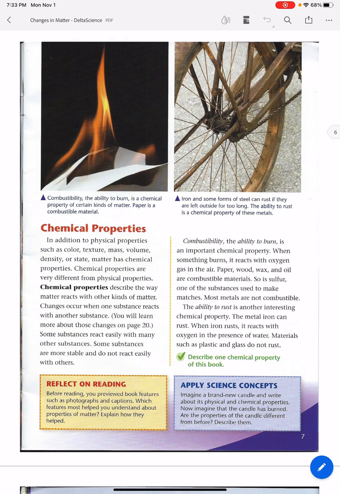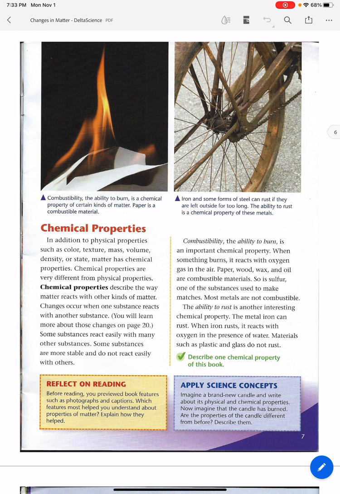Combustibility, the ability to burn, is a chemical property of certain kinds of matter. Paper is a combustible material. Iron and some forms of steel can rust if they are left outside for too long. The ability to rust is a chemical property of these materials.